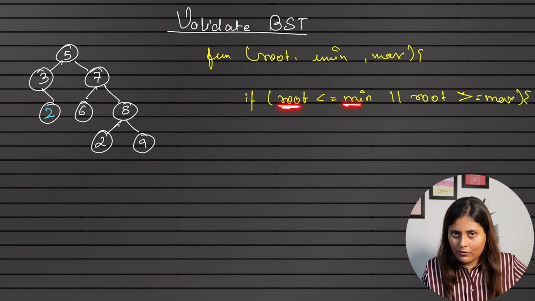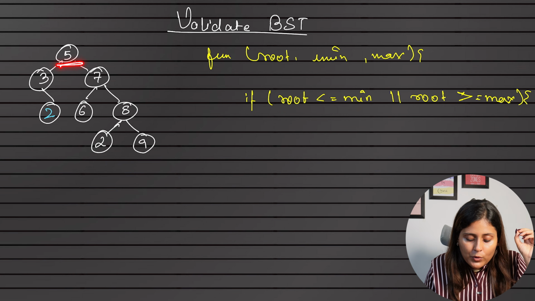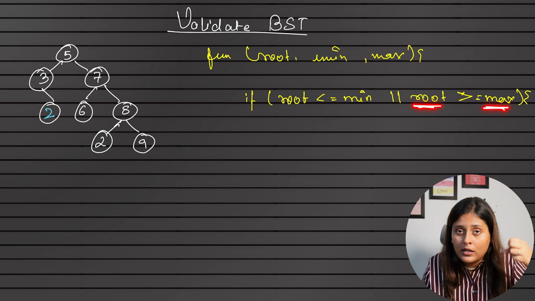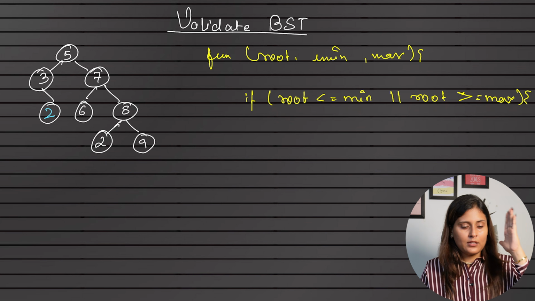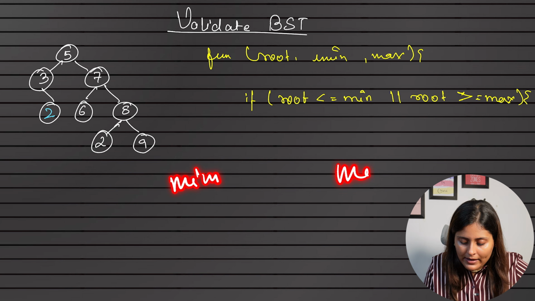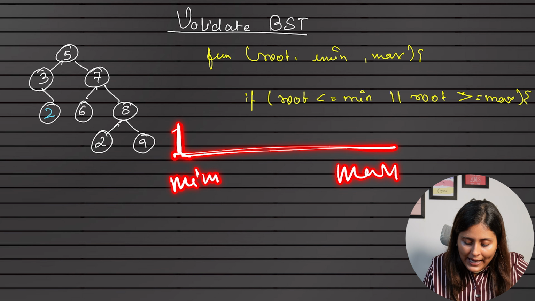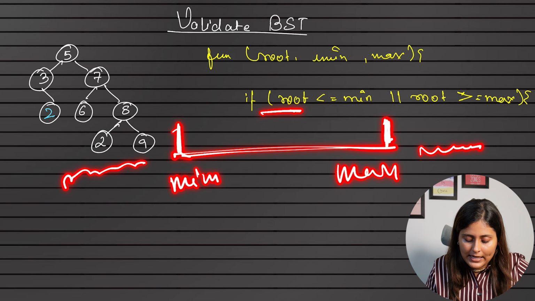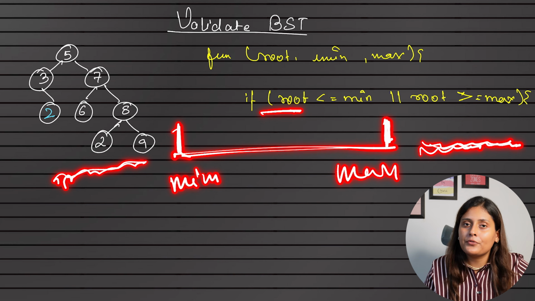Root cannot be equal to 5 also. Root should be, like this 3 should be less than 5. So if I'm saying 3 is greater than 5, which is max limit, and similarly the root's minimum limit. This is my minimum limit, this is my maximum limit. So if my root lies between this, it is correct. So I am checking if my root lies this side or this side. If my root is less than minimum or root greater than maximum, then I can say return false.